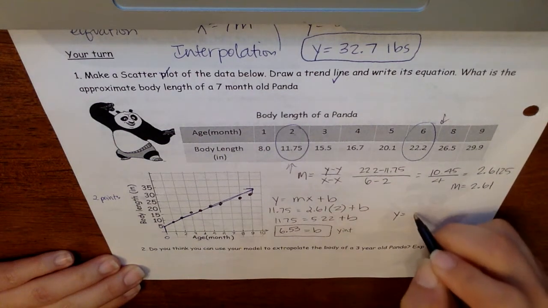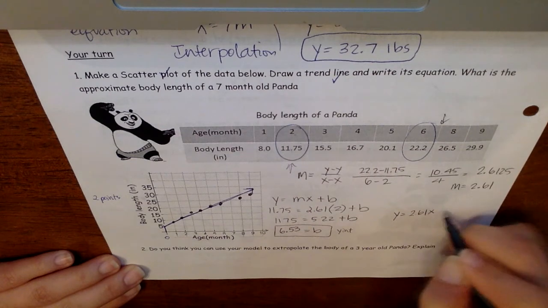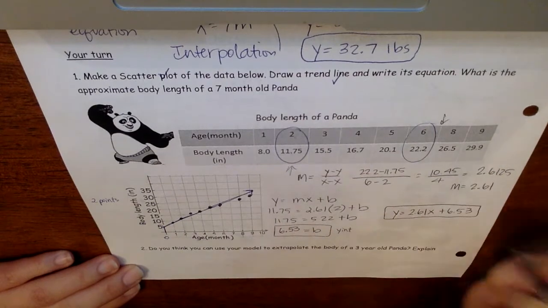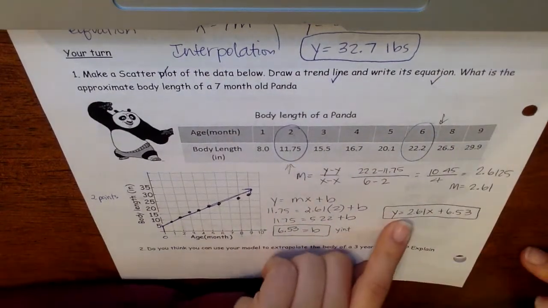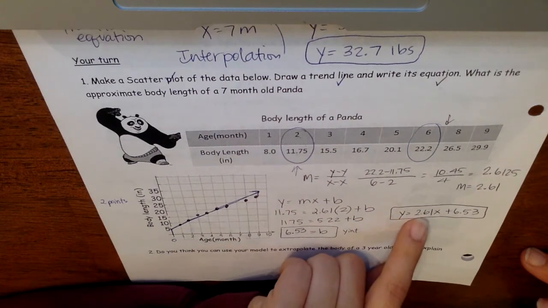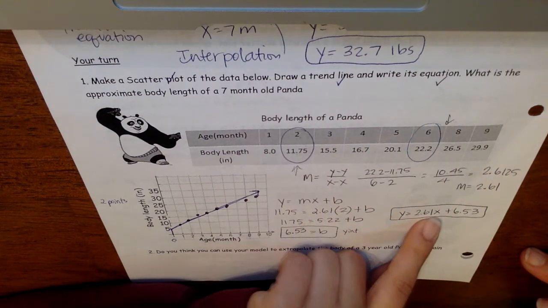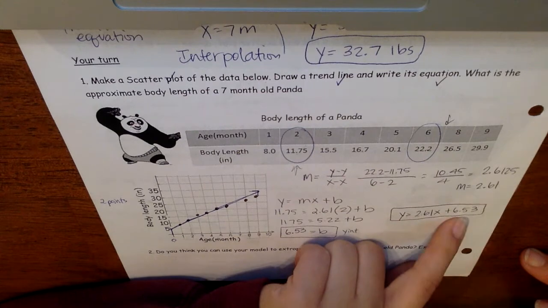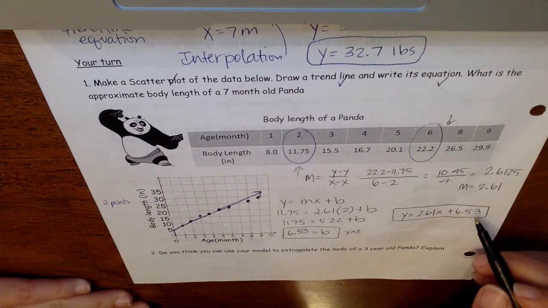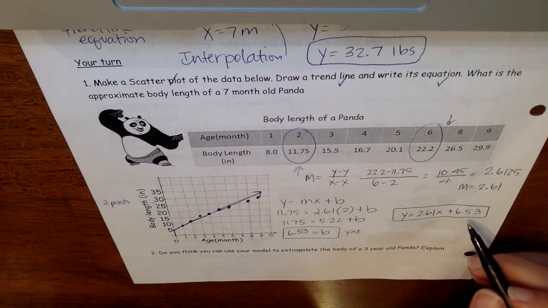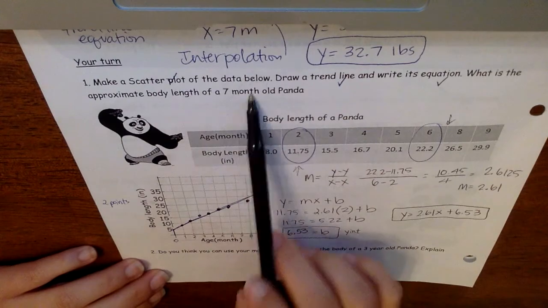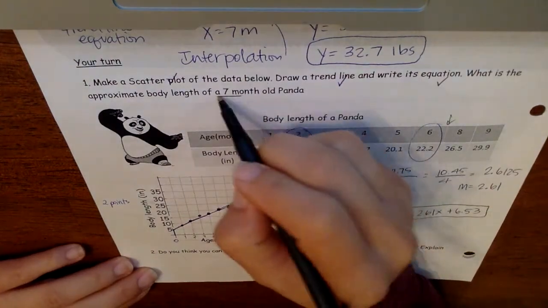So we can put everything together to find our equation. So this equation says the length y of a panda is 2.61 times the months plus 6.53, because that would be the starting height, the starting length, I mean. So we found the equation. Now, what is the approximate body length of a 7-month-old panda?